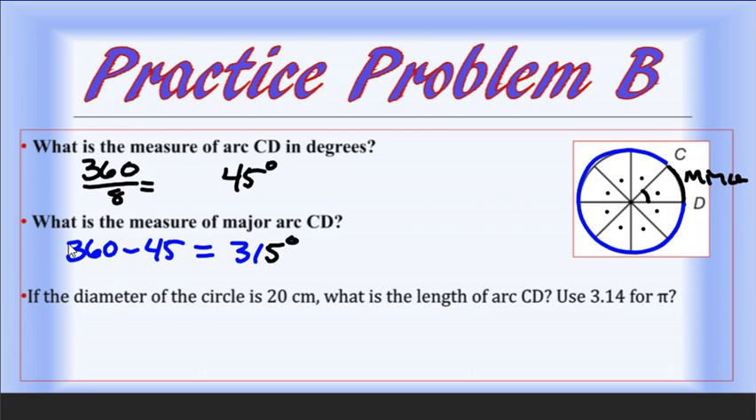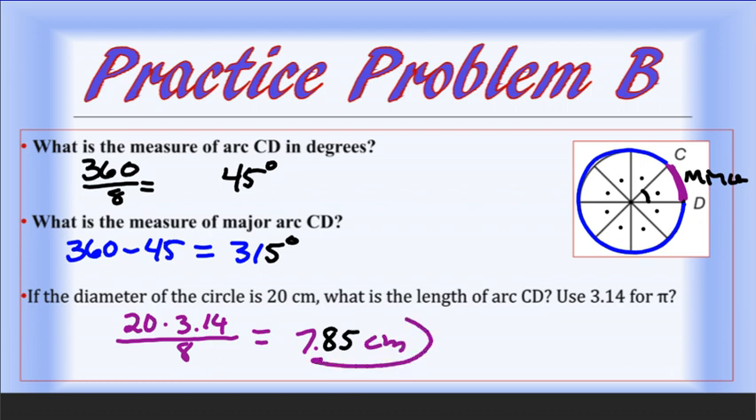And then the last part says if the diameter of the circle is 20 centimeters, what is the length of arc CD? Use 3.14 for pi. We need to find this length in centimeters. So the diameter is 20 centimeters. So let's do 20 times 3.14 to find the perimeter of the whole circle. And then, since we divided into 8 pieces, we're going to divide that by 8 because this is 1/8 of the circumference. So now we have 20 times 3.14, which is 62.8, divided by 8, gives us an answer of 7.85 centimeters. So this is what this piece right here would be. So that is our lesson today on central angles and arcs.